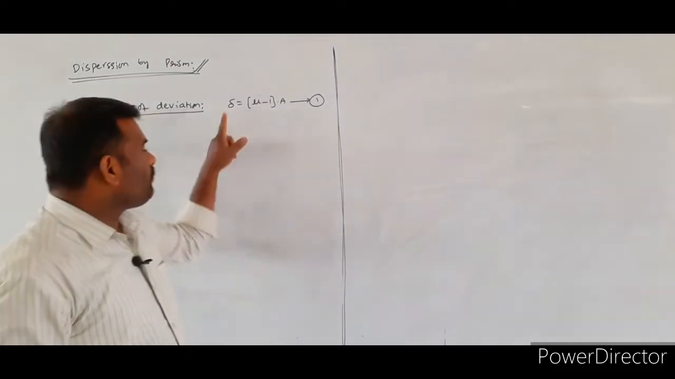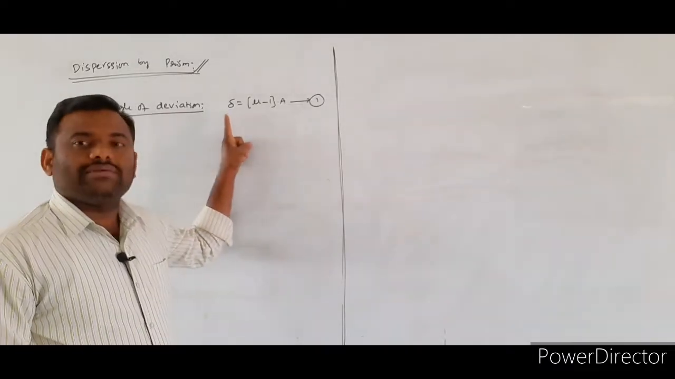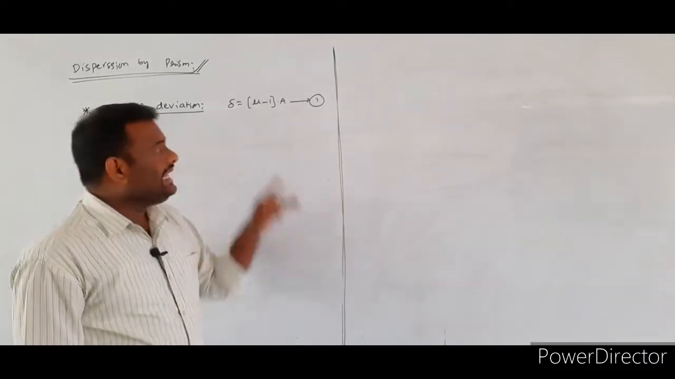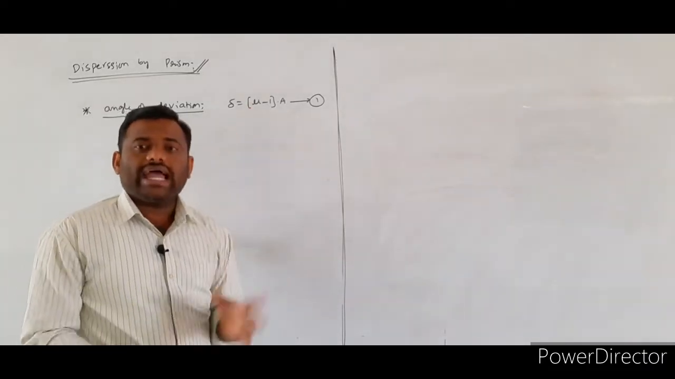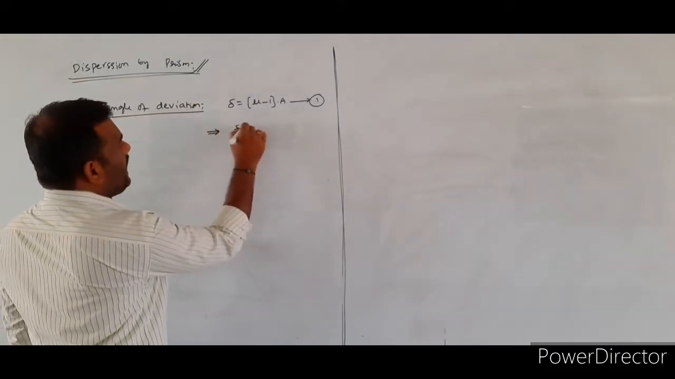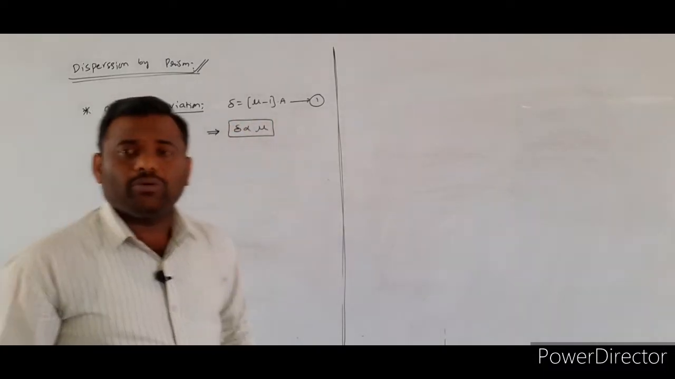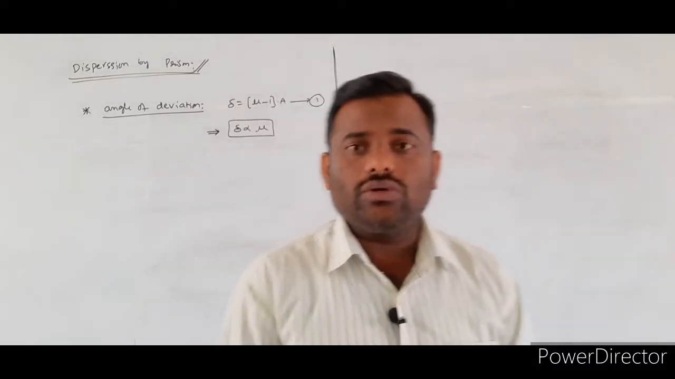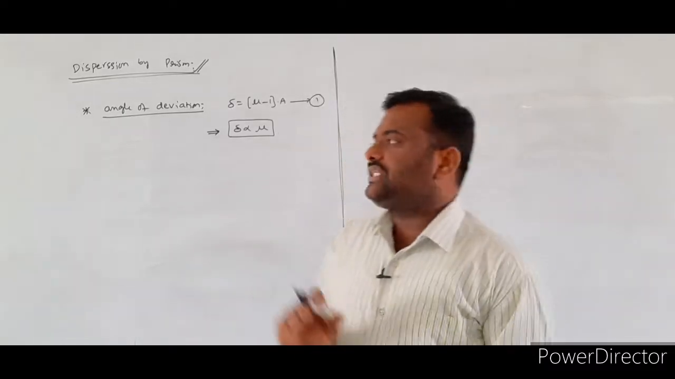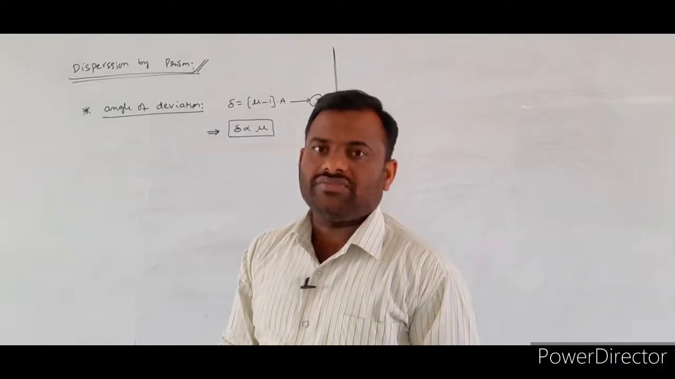So from this we have to understand that for a given prism, the angle of deviation is directly proportional to the refractive index of the prism. So the relation we need here is that the angle of deviation value is directly proportional to the refractive index of the prism. That is a relation we are going to use in the case of the dispersion of the prism.